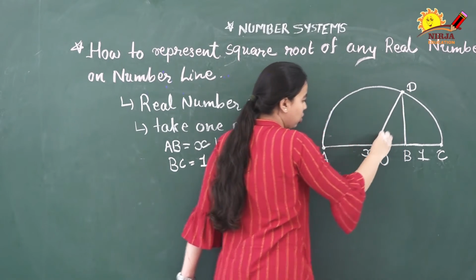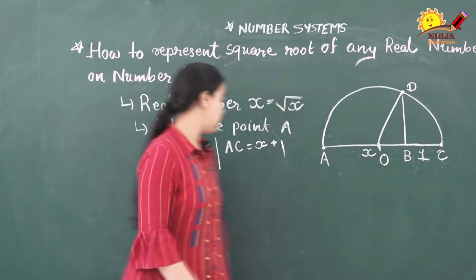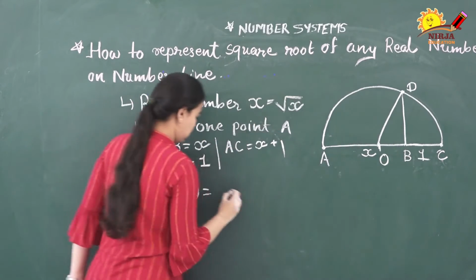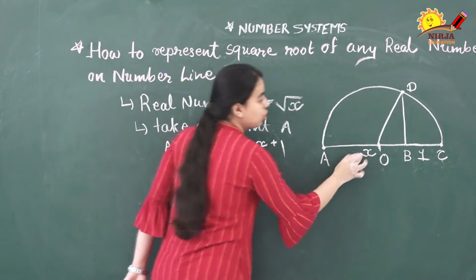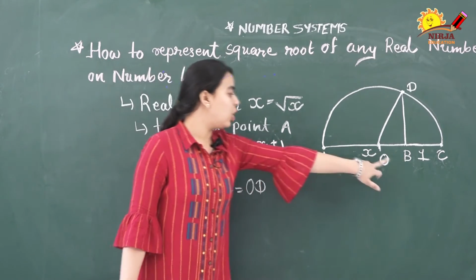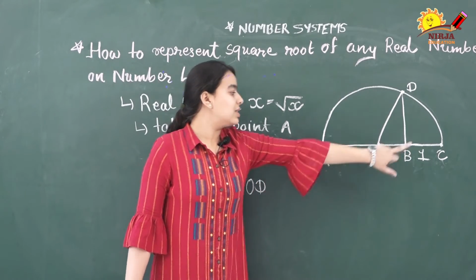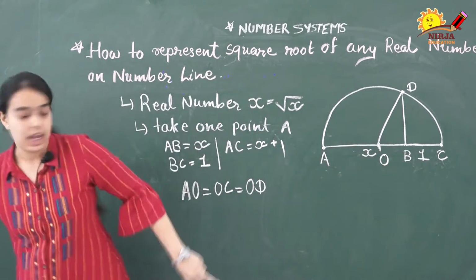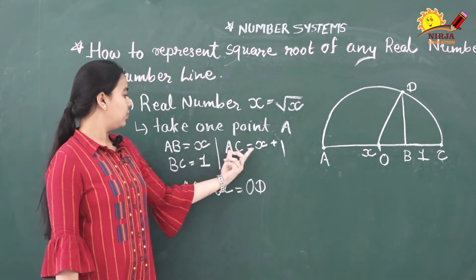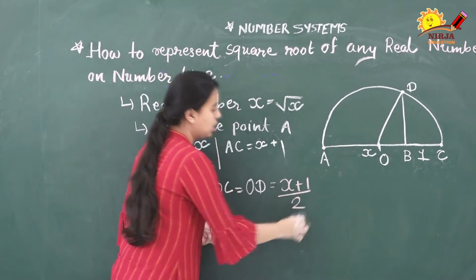Going to join OD. Now if you noticed, AO is equal to OC is equal to OD. This distance also will be the same. If I want to find the value of AO, I can write AO is half of AC, and we already know the value of AC here. So AC by 2, that means x plus 1 by 2.